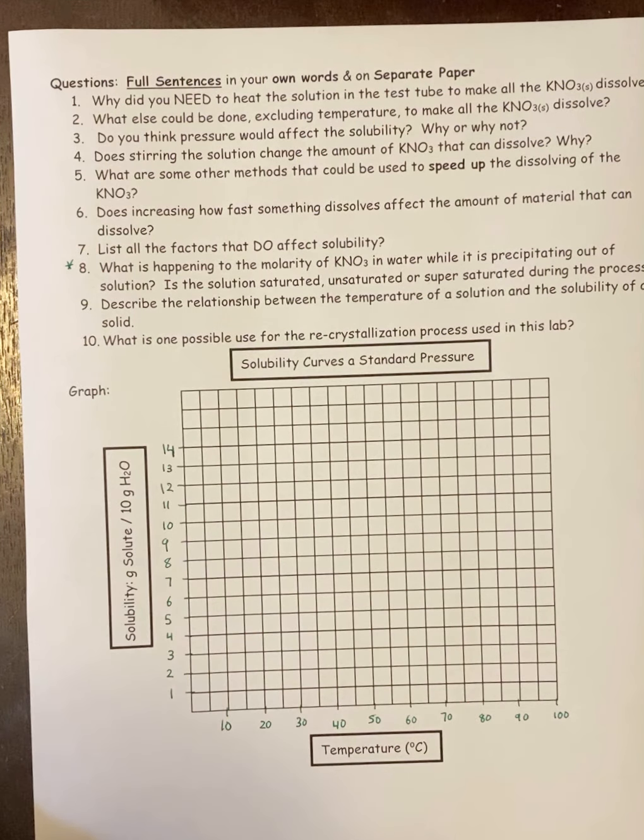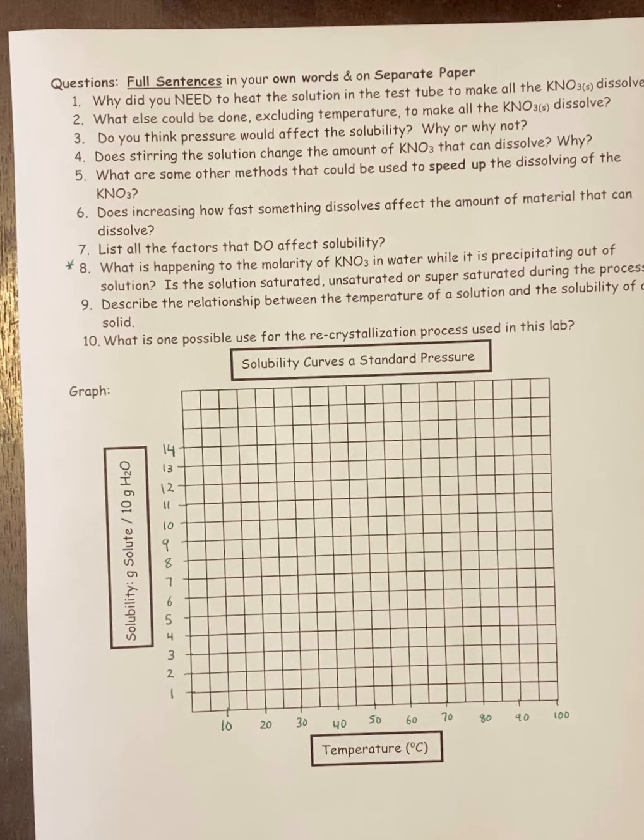And 10, what is one possible use for the recrystallization process that was used in this lab? This one I'm going to talk about because we don't really mention this. The real benefit of recrystallization is when it's done slow. So we're doing fast recrystallizations because we just want to figure out when the material hits its saturation point.